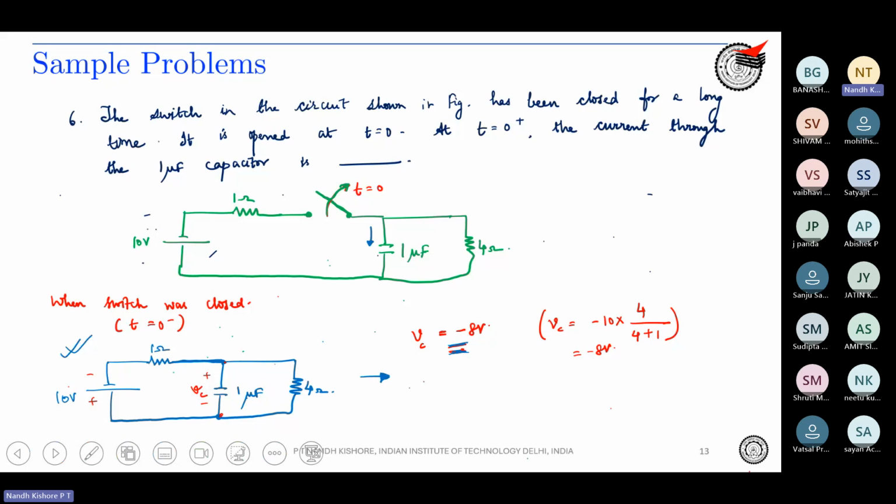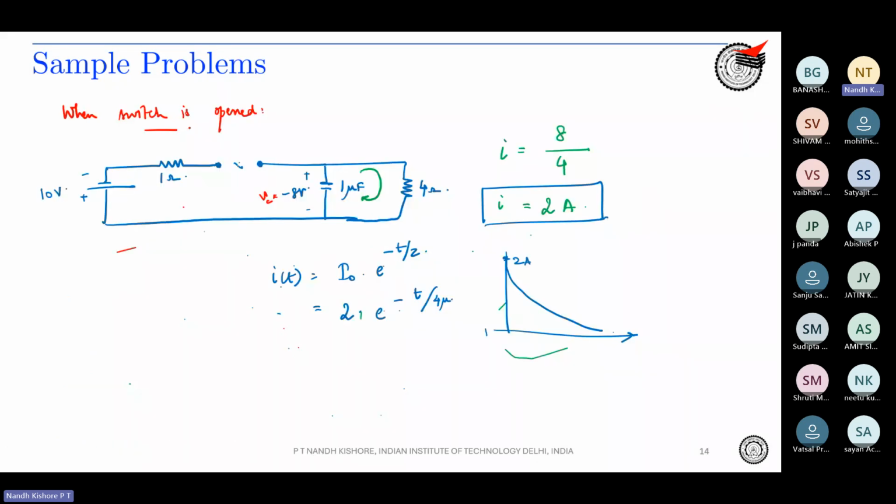Then what happened? You opened up the switch. So there is no contact over here. So minus 8 volts is the charge across the capacitor. So the capacitor acts as a voltage source, right? This capacitor will discharge across the 4 ohm resistor. Therefore, the peak current, or the current when you just open the switch, would be directly 8 divided by 4. So the current is 2 amperes.